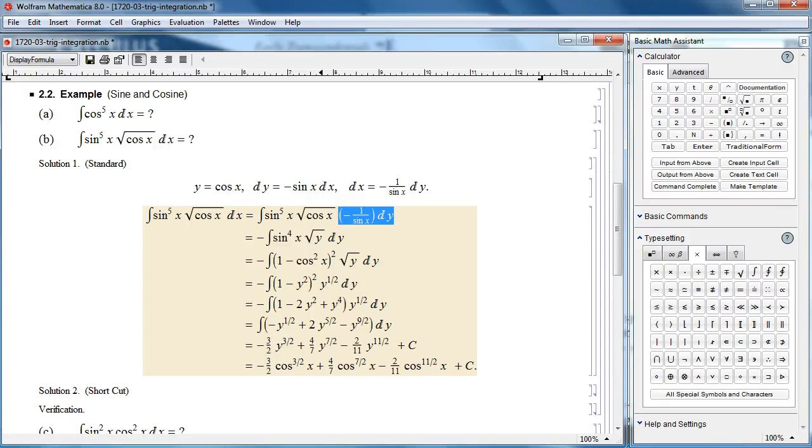So this negative 1 over sine of x cancels out the sine to the fifth power, so we have negative sine to the fourth power, and sine to the fourth power can be rewritten as 1 minus cosine squared. So we have an expression of y. And then after that, just routine computation. Break up all the parentheses. First the complete square, and then this y to the 1/2 power, and then the negative sign. After all those power rule computations, substitute cosine of x back in, and we're going to get the answer.